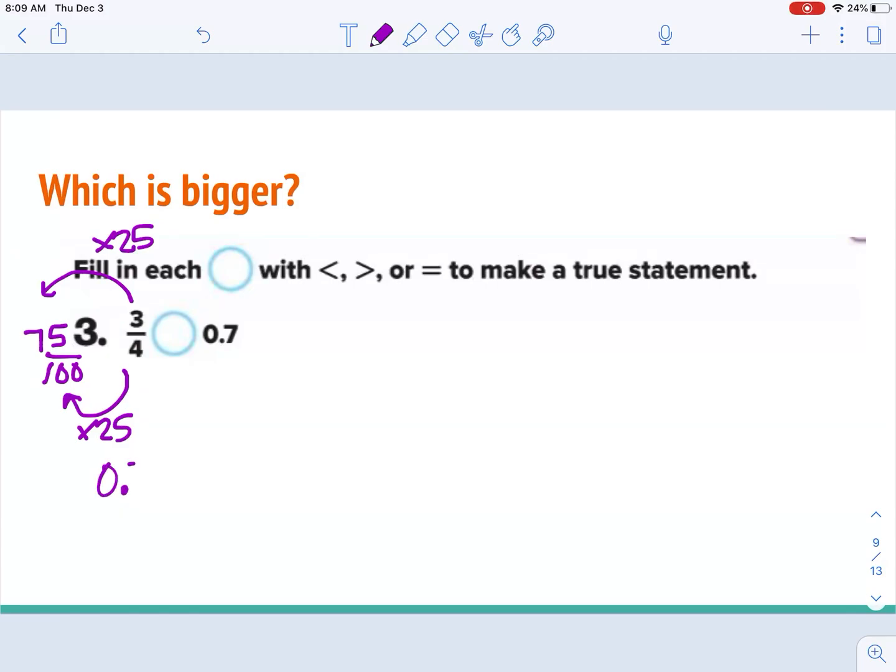So I'm going to write this as a decimal. Remember that you can put a 0 on the end of a decimal and it doesn't change the value. So I'm going to put a 0 on the end of it just to make it look more clear. Now it should be easy to compare. I have 75 hundredths and I have 70 hundredths. And I know that 75 is bigger than 70. So this one is going to be bigger, and I want my mouth to open up to the bigger one.